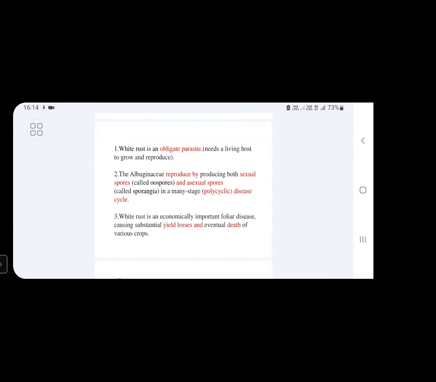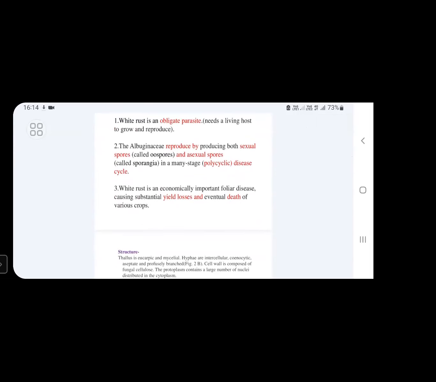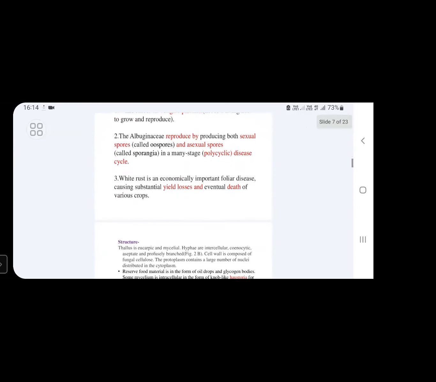As we discussed earlier, the white rust disease causing fungus is an obligate parasite. Obligate parasite means inside the living host only, this fungus completes its life cycle. Here, during its life cycle, it produces some spores. These spores are produced during asexual reproduction as well as after completion of sexual reproduction. So, spore formation you will see in the life history of Albugo. White rust is an economically important foliar disease caused by Albugo species.